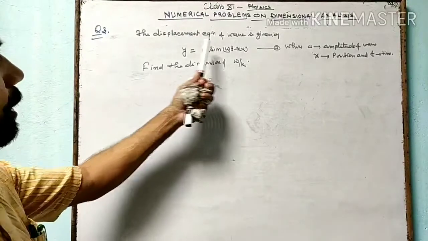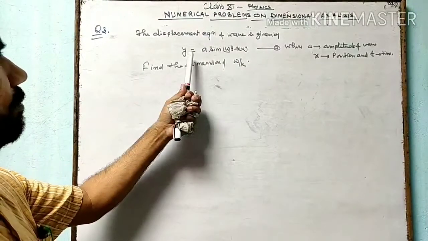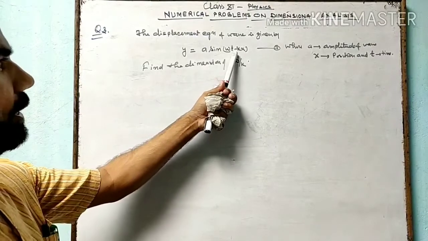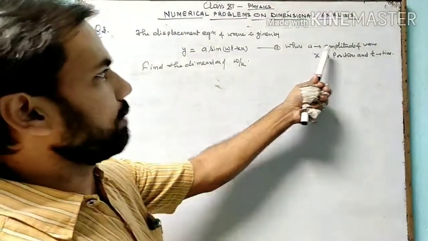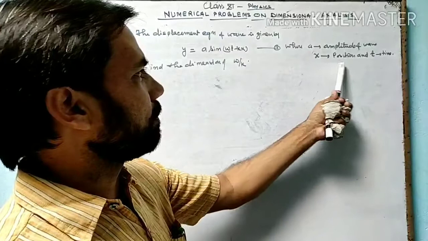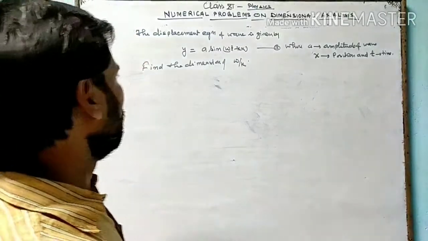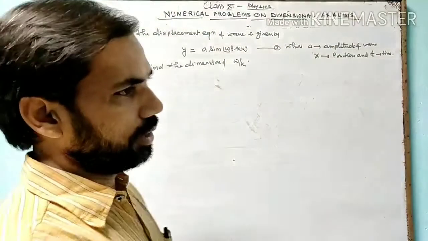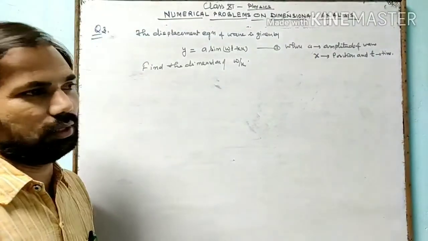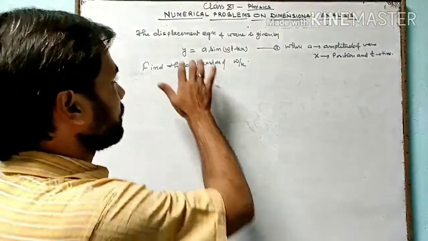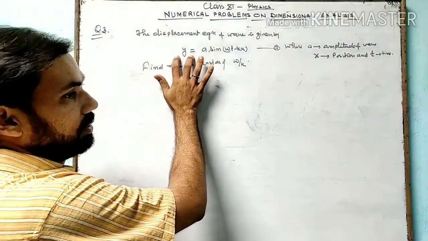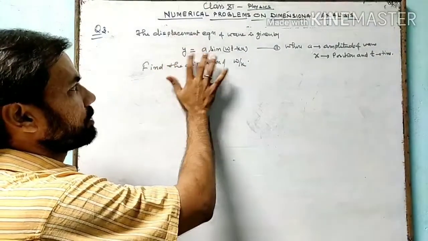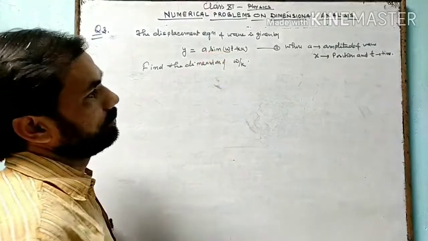The displacement equation of a wave is given by y is equal to a sin(omega t minus kx), where a is the amplitude of the wave, x is the position, and t is the time. Find the dimensional formula of omega by k. There is a wave whose displacement equation is given, and a is the amplitude.